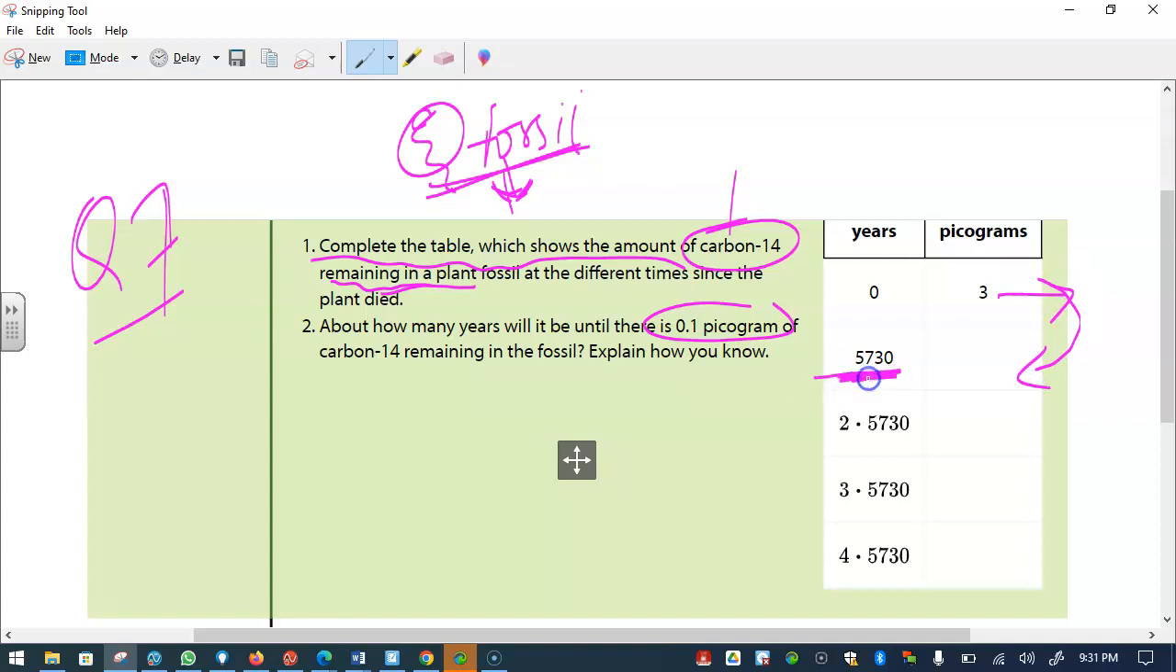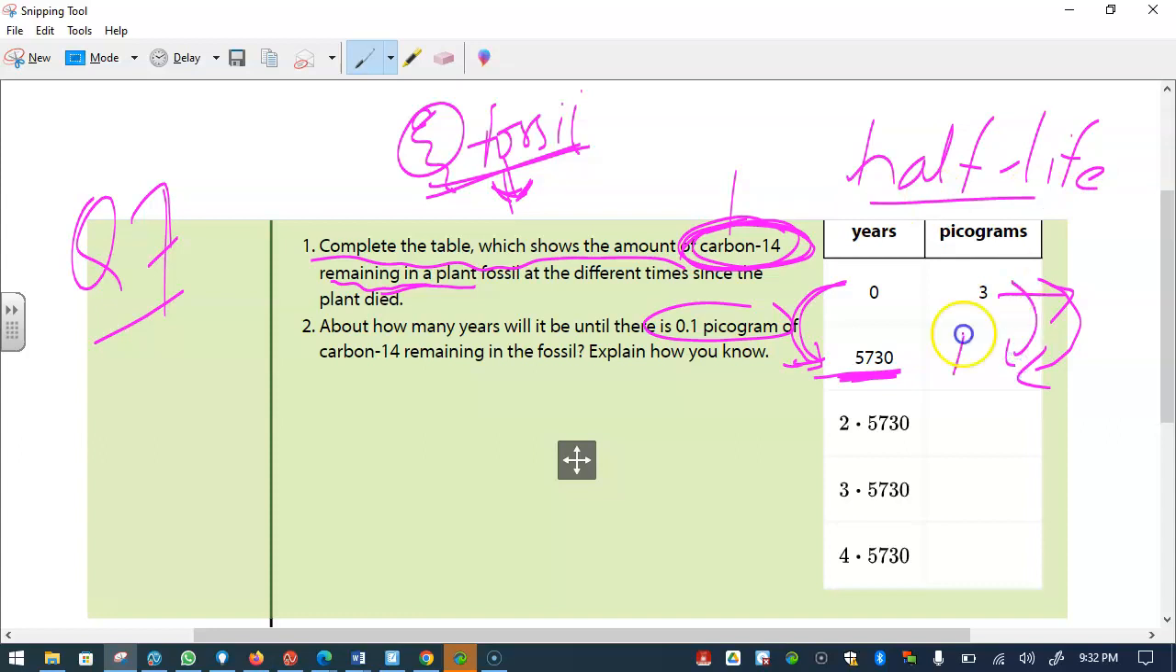This is 5,730, because carbon 14 every 5,730 years is always what's called half-life. That means half-life basically means whatever the amount of carbon is in the beginning, may be picograms or grams, whatever that is, it becomes half. So this is 1.5, half of 3. Then again it becomes 0.75. See? So another 5,730, then another 5,730 becomes half of that. So it's 0.375.